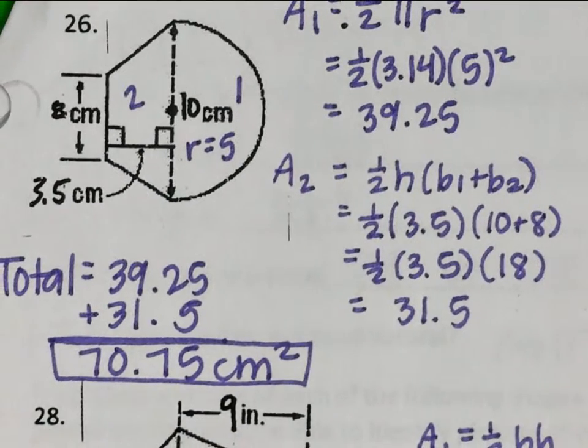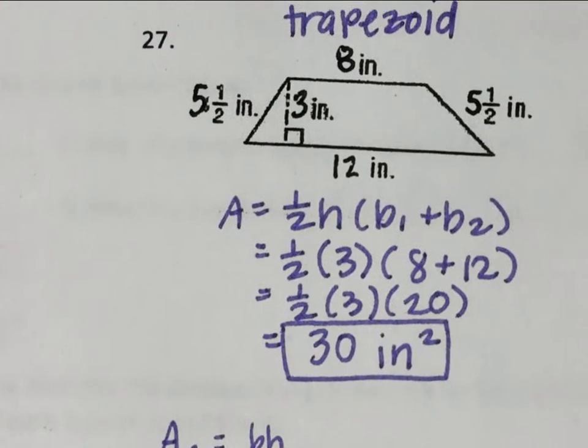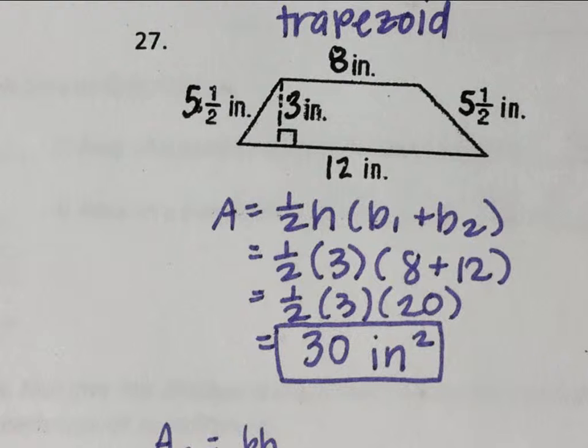All right, 27, what type of figure is that? A trapezoid. So my area is 1/2 height times base 1 plus base 2. So it's 30 square inches.